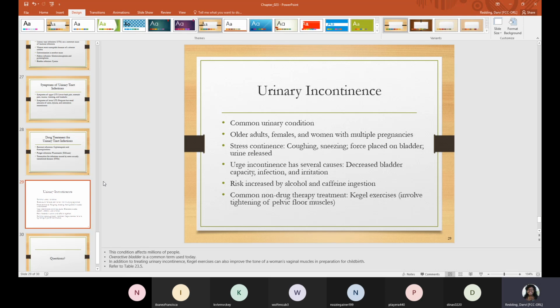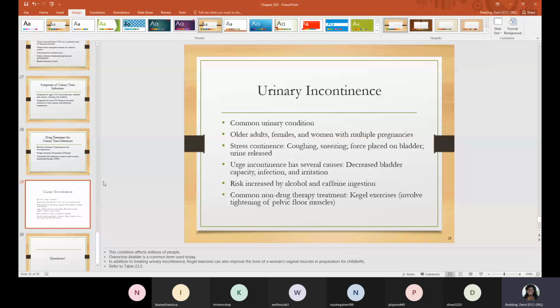The risk of urinary incontinence is increased by alcohol and caffeine ingestion. The common non-drug therapy treatment is actually Kegels. Those are exercises that involve the tightening of the pelvic floor muscles. That's something that some physicians, or should I say prescribers, actually encourage patients to do so that they can try to work on preventing urinary incontinence.